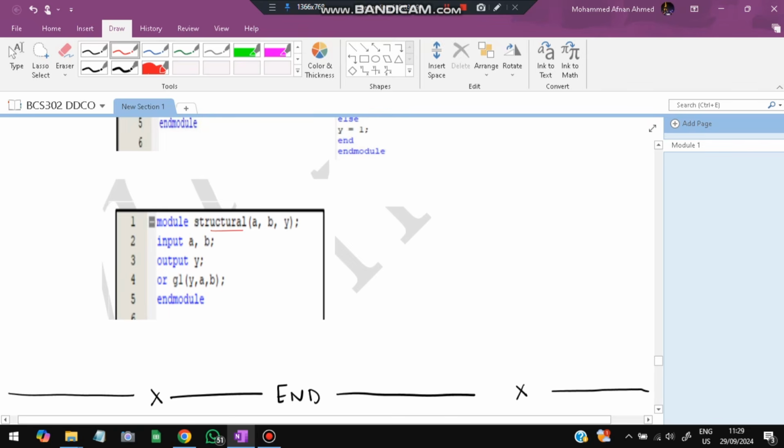And the last one is the structural model. Here we'll have a, b, and y, and input will be a, b, output will be y. And here we'll be writing or, then the instance with y, a, b. The or is the term used for the OR operation. Then we'll be ending the module. This is how you'll be using the structural module.